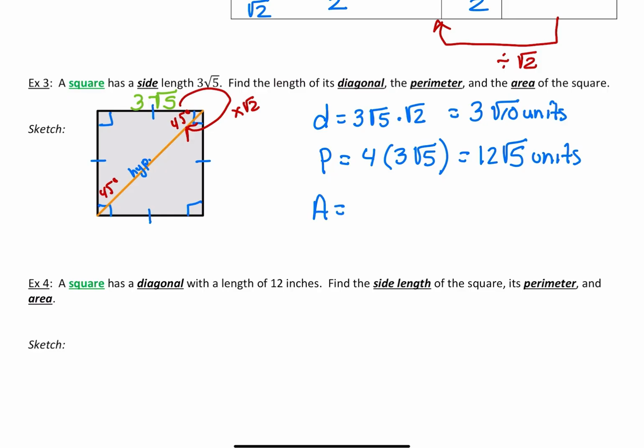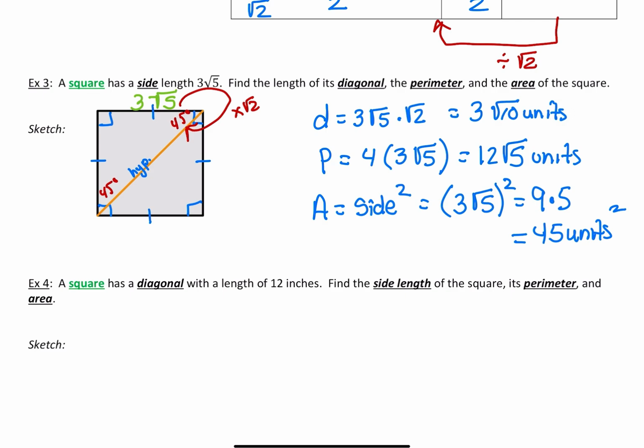The area. Now keep in mind, a square is actually a rectangle as well, and the area formula is your base times your height, your length times your width, but the sides are equal. So we make this easier on ourselves by thinking of it as simply side squared. If you know that one of the sides is 3 root 5, when you square it, that'll give you the area. We know quick ways to multiply this. You square the first one, you get 9. Root 5 times root 5 is 5, and that simplifies down to 45 units squared. Don't forget to square it. And there you have your area.